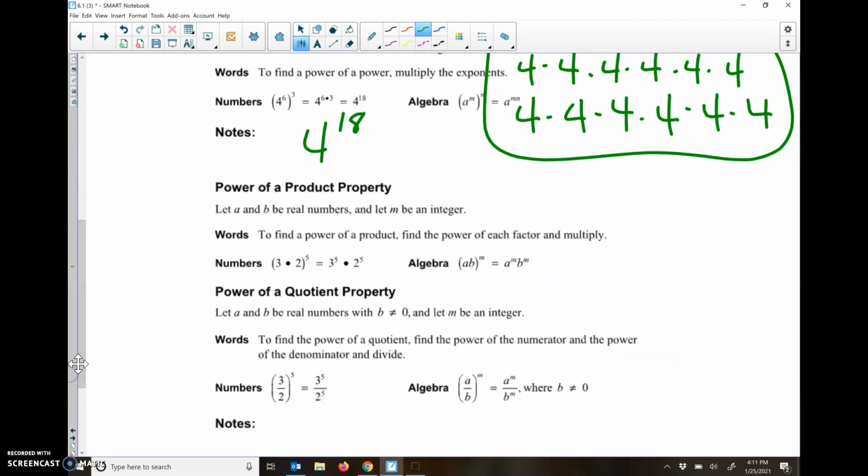Okay? And then you'll get stuff like this, where now you have 2 numbers in there, and then there's an exponent on the outside. So when that happens, we need to distribute that 5, or whatever that exponent is, to both. So that's the same as saying 3 to the 5th power times 2 to the 5th power. So they're just distributing that exponent there. Okay, and then the same thing works if it's a division problem as well for this last one here. So 3 to the 5th power divided by 2 to the 5th power.